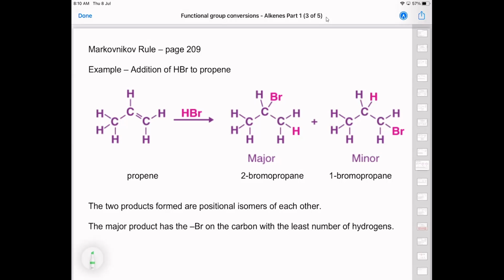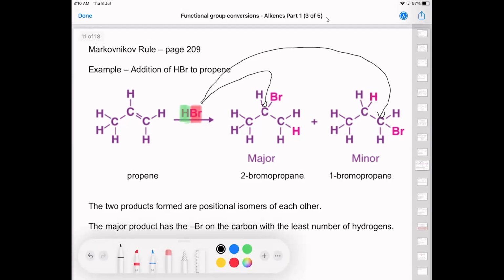Here's a good example. We're adding an H, but we're also adding a bromine, so those two things are different. What you'll notice is that the bromine has two options. It can go onto that carbon, or it can go onto that carbon, and both of those are perfectly acceptable. In the real world, you'll probably get a mix of those two products. But when we talk about the major product, we're saying which one of those is going to be made more. So 80%, 20%, 60%, 40%, something along those lines.